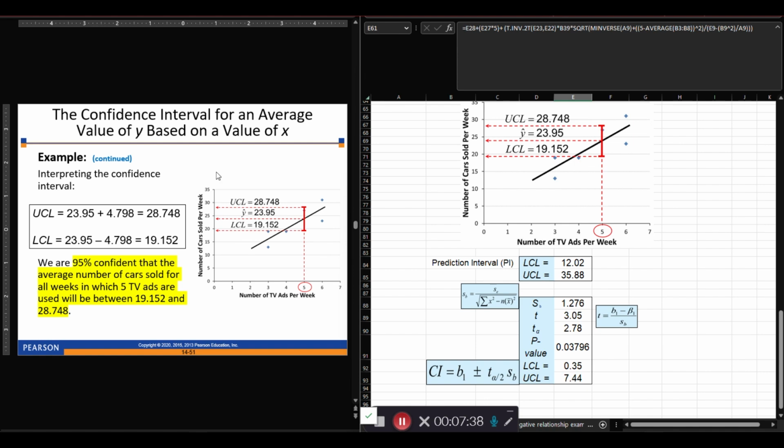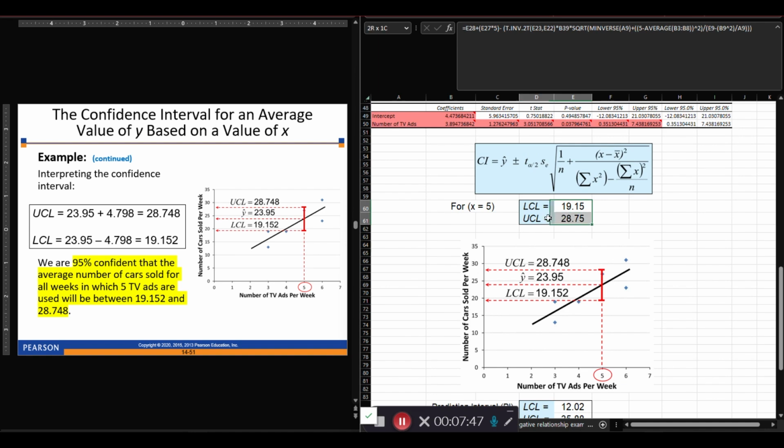There it is. So here, just to conclude the confidence interval part, the way you can interpret the confidence interval that we just generated is that we are 95% confident that the average number of cars sold for all weeks in which 5 TV ads are used will be between 19.15 and 28.75. Okay? This is how you can interpret that.